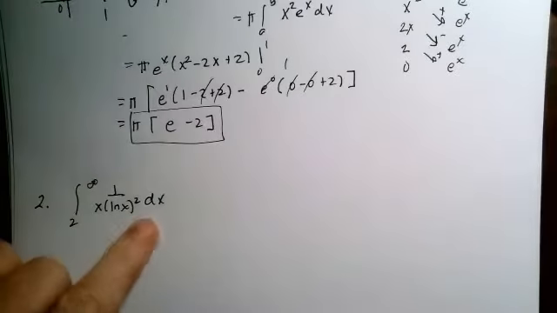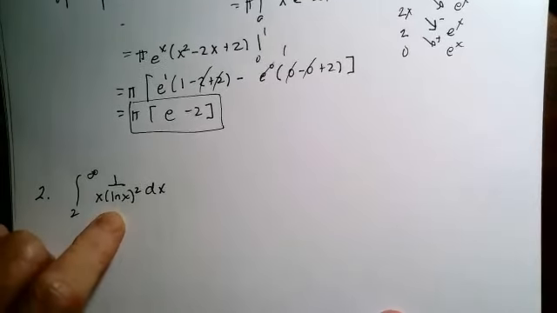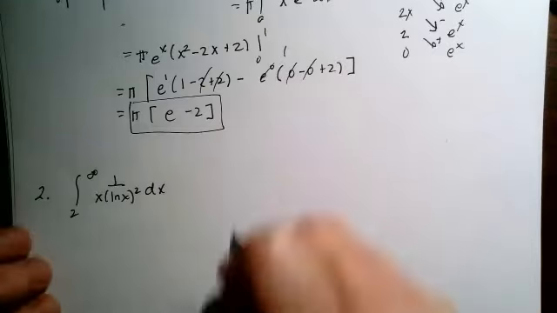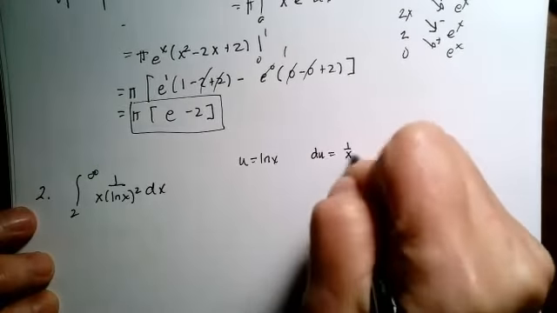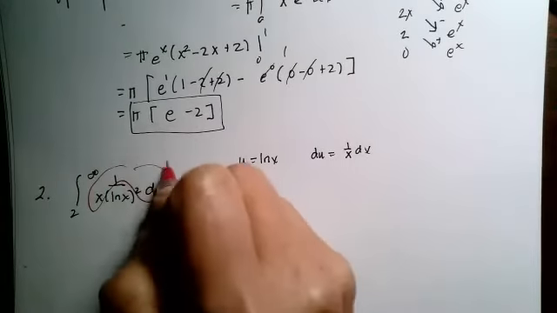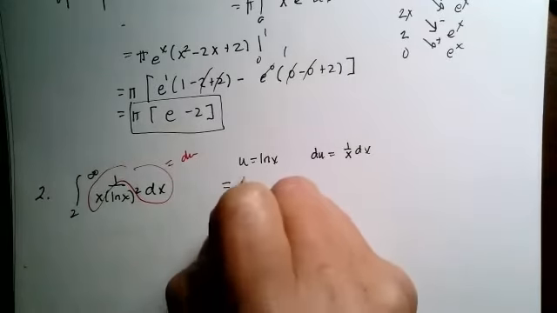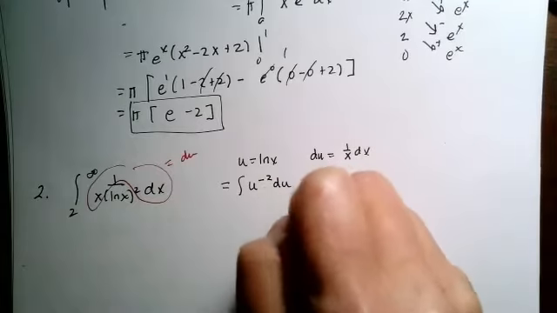Okay, the next one is an improper integral. And how are we going to do this one? Anybody? U sub. Let's let u be the log of x so that du is 1 over x dx. And how fortunate for us, here's du. Okay, so I'm going to pretend like we have an indefinite integral. We'll have u to the negative 2 du. And what do we get when we integrate that?